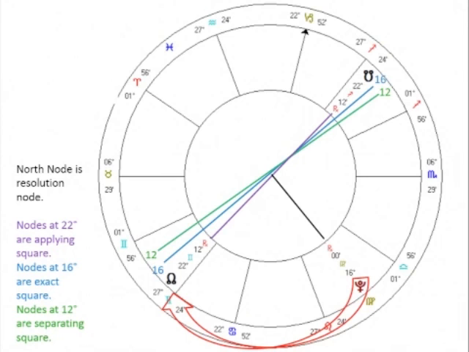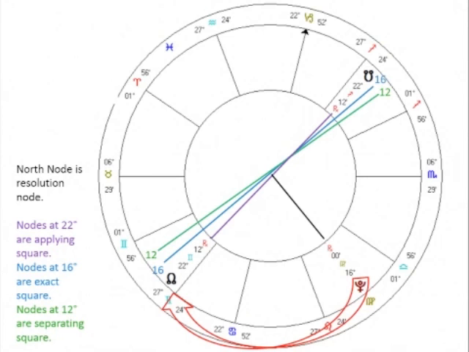Now, this is true no matter which planet is square the nodes, all right? But what I really want to get across as an example here, and this is not just true with planets square the nodes, this is true between any two planets, is whether the aspect is applying, exact, or separating. So as we go through future examples, I'll point it out to you.